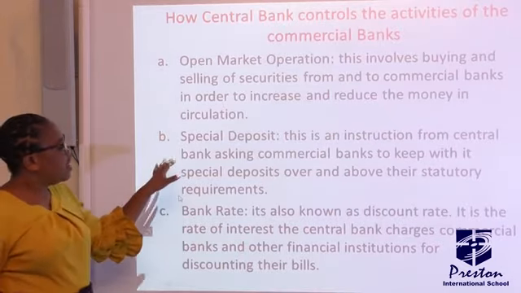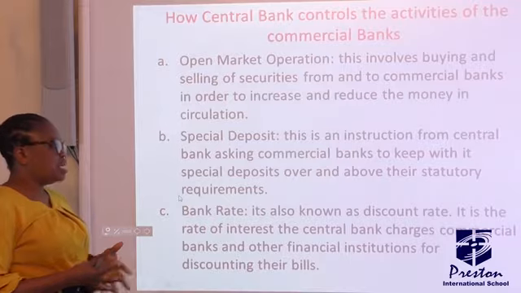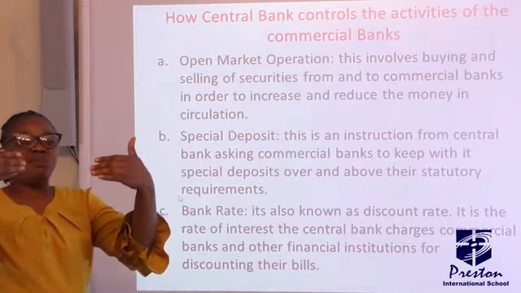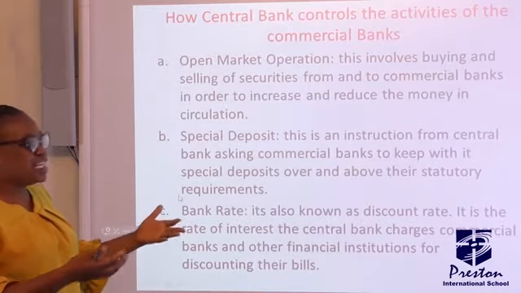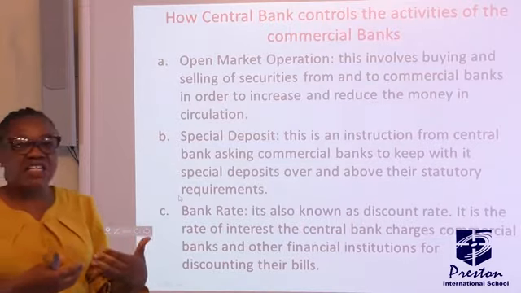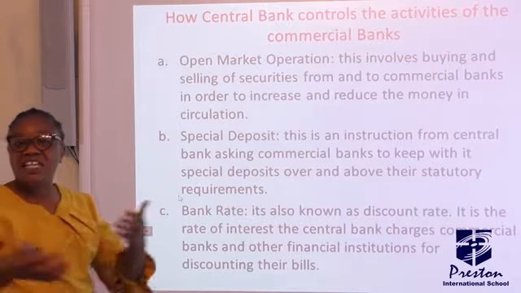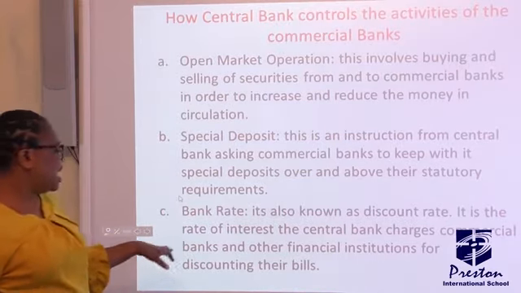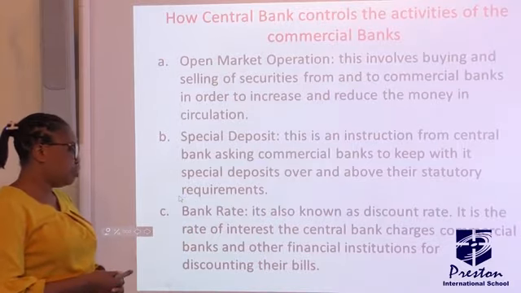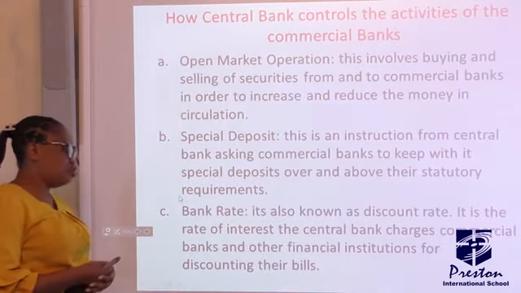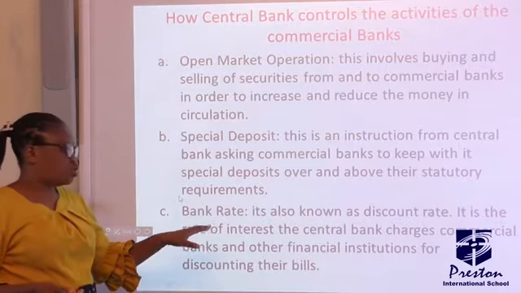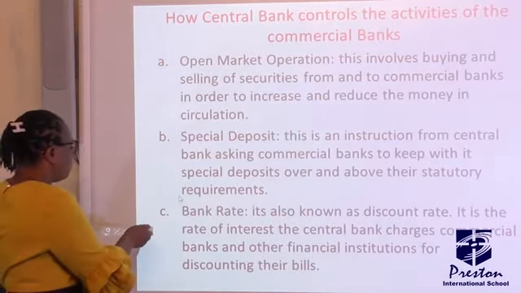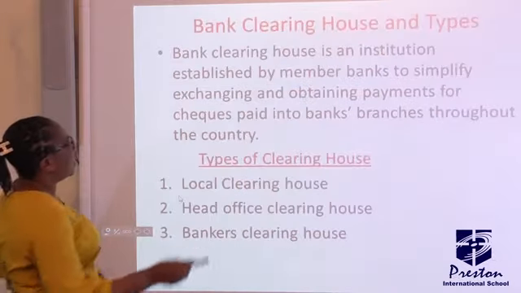Then, another one is special deposit. It's an instruction from central bank asking all the commercial banks under them to make sure they keep part of their money in the vault, so that when they are in need of money, it is from it they will be able to give out money to them. Then another one is bank rate. It's also known as discount rate. Now, this is the rate of interest the central bank charges all the commercial banks. So we move to the next slide.